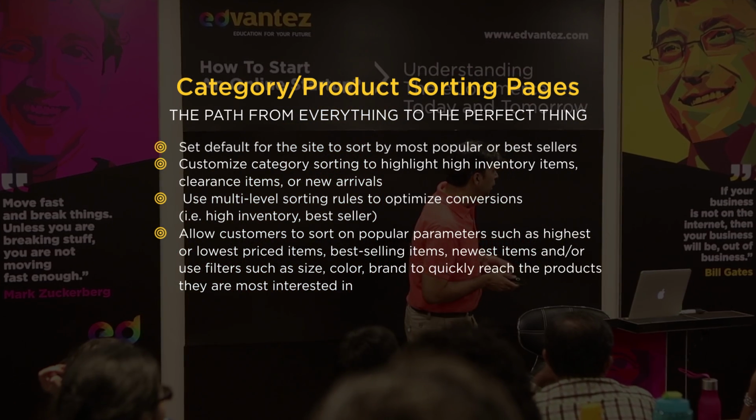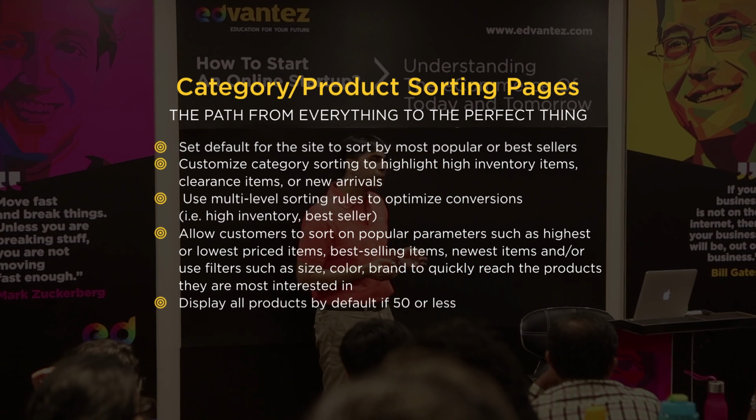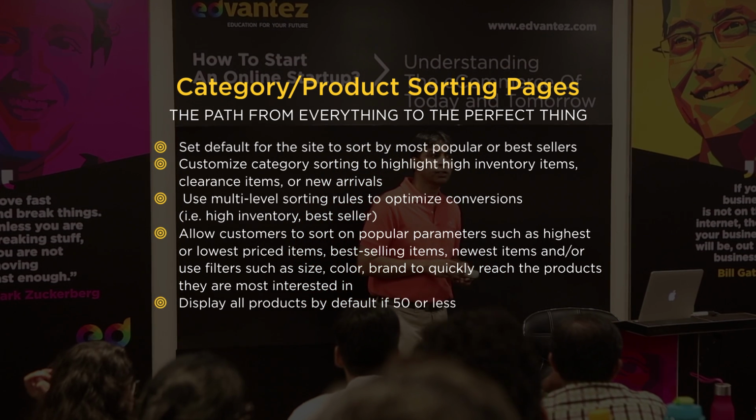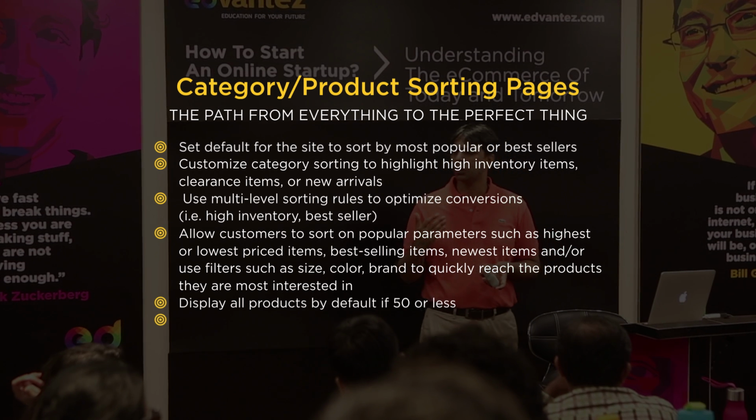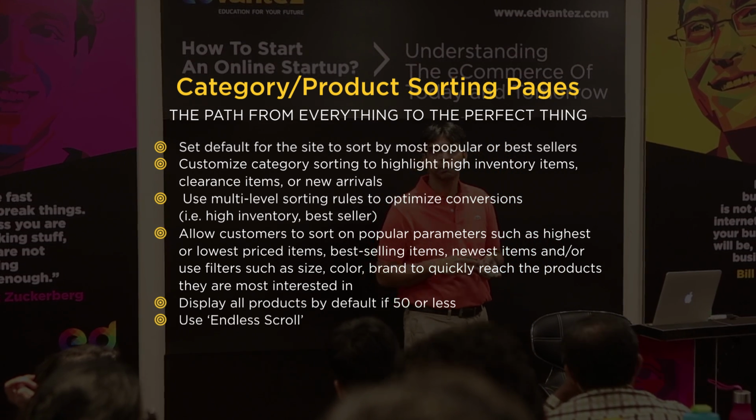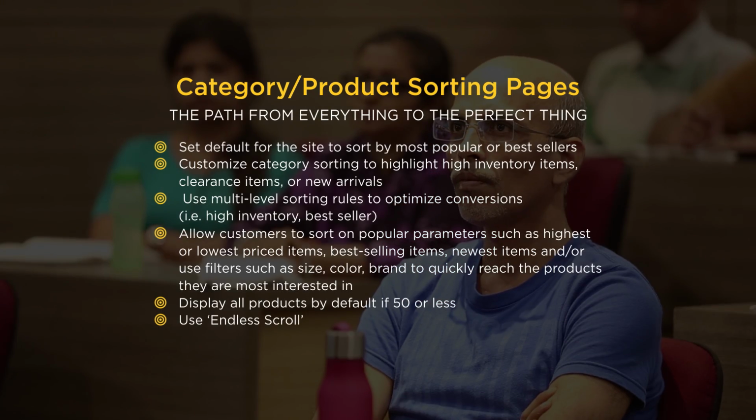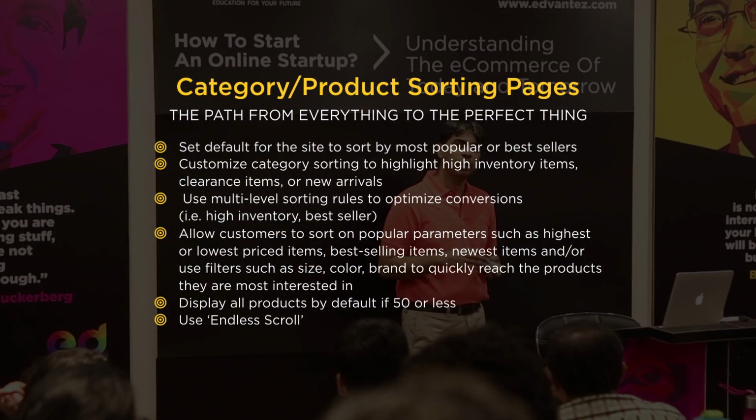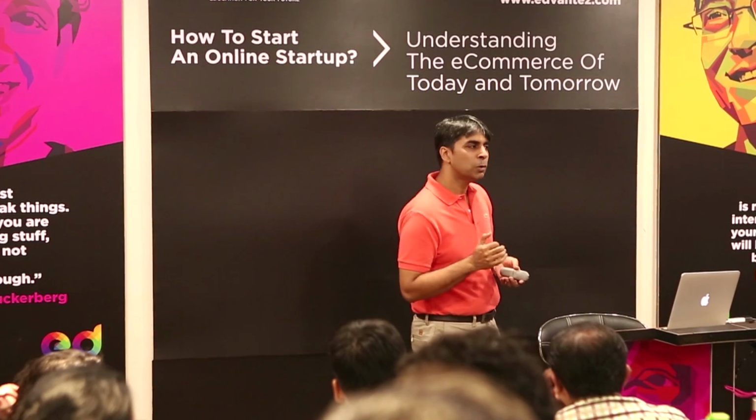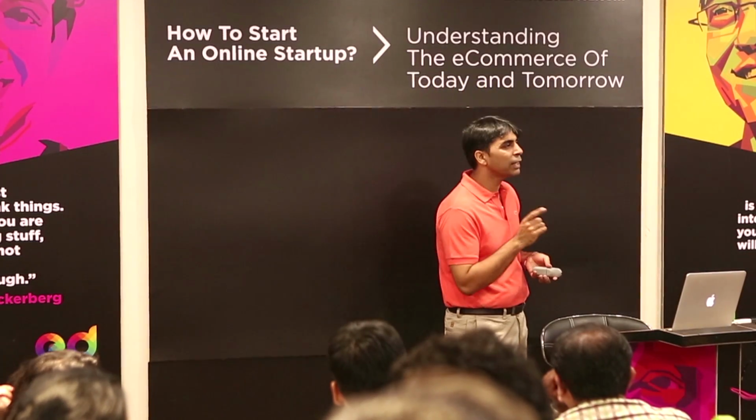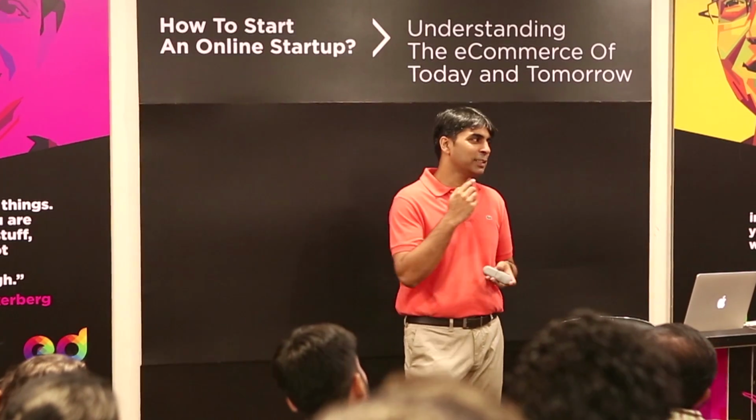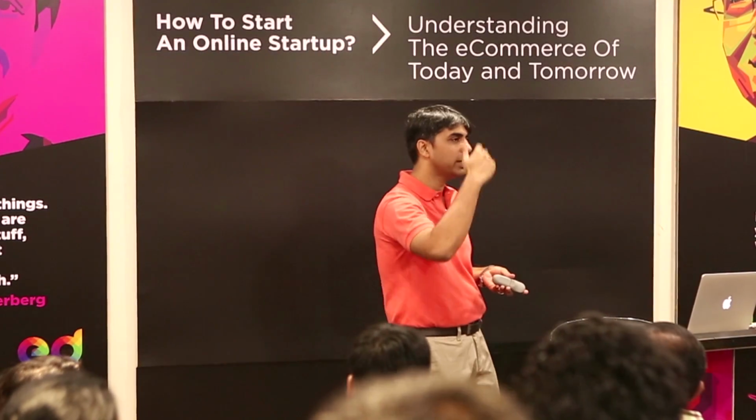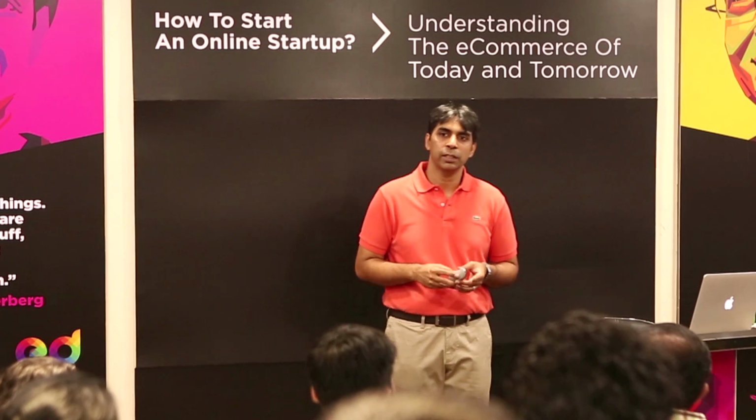Another point: display all products by default if you have 50 or fewer products. Most of you now go to a site and you can keep on scrolling. It's like endless scrolling, right? You know why they do that? Because you're more likely to keep on scrolling than to click next or the page numbers 1, 2, 3, 4. It's easier to just keep scrolling and it automatically keeps loading new products right there.